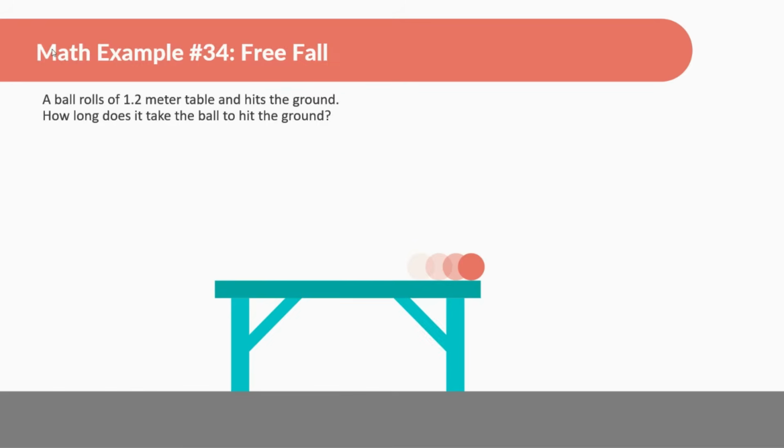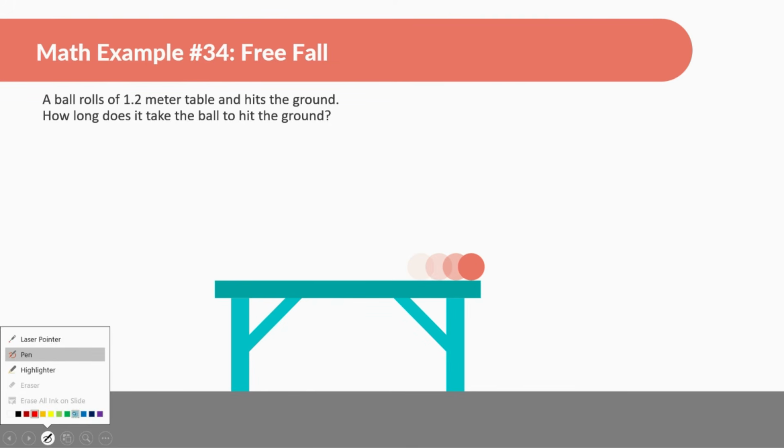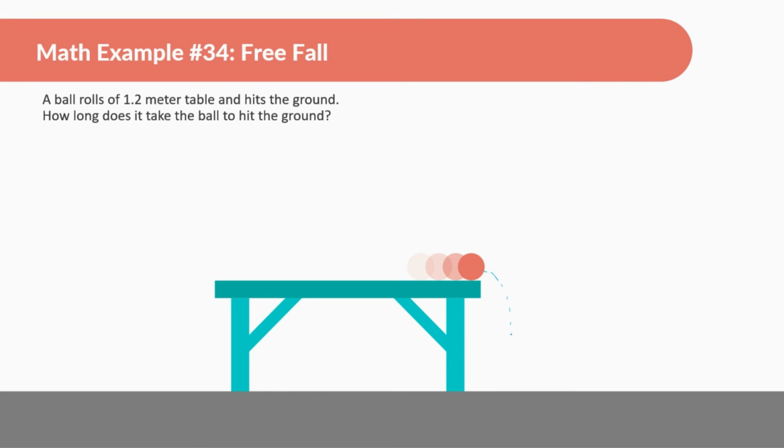Okay? All right. So a ball rolls off a 1.2 meter table and hits the ground. How long does it take the ball to hit the ground? Okay, so let's look at this. It's going to be rolling off. It's going to be hitting the ground like this. We know that this is going to be 1.2 meters high, and we want to know how long it takes to hit the ground.